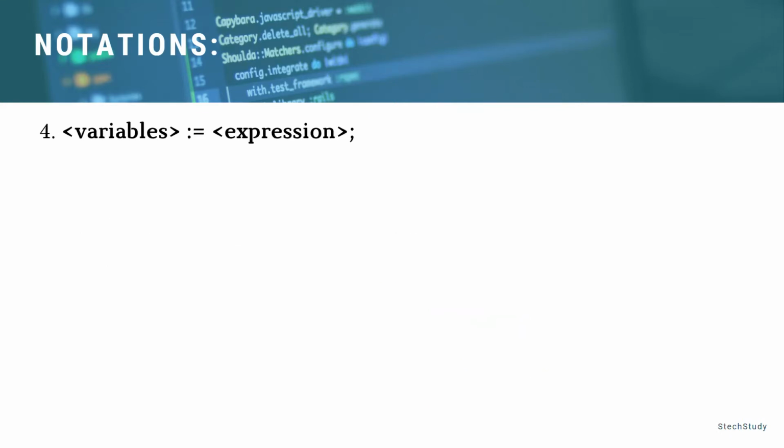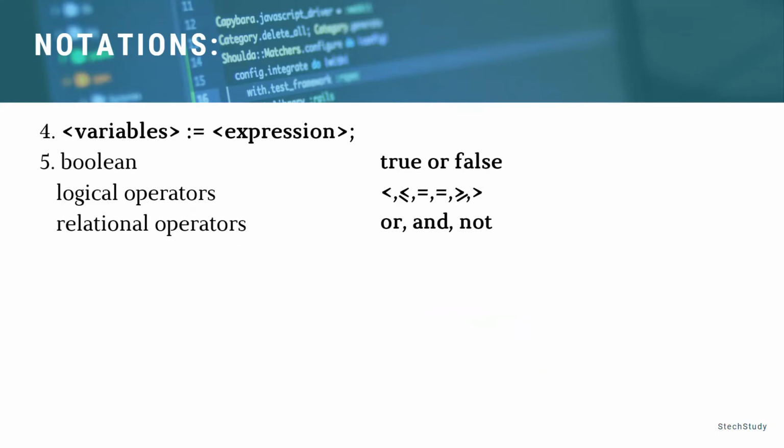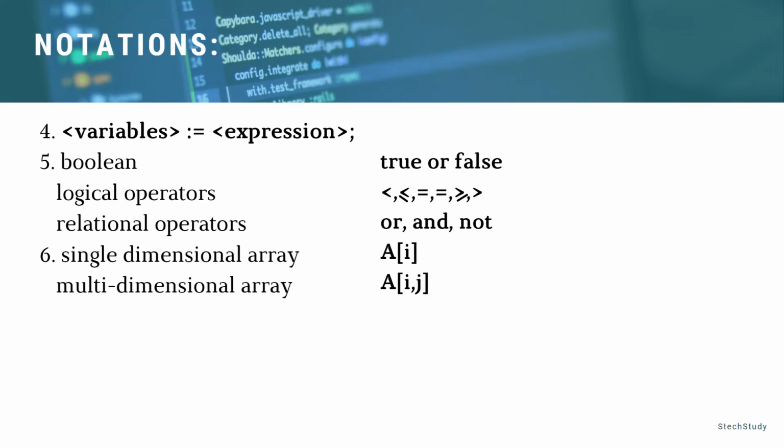Assignment of values to variables is done using the assignment statement. There are two Boolean values, true and false. In order to produce these values, the relational and logical operators are provided. Elements of multidimensional arrays are accessed using square braces.